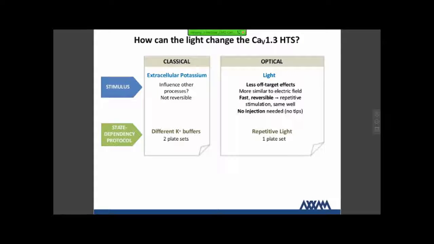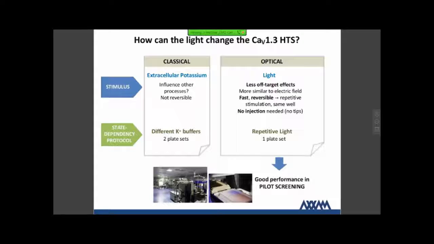For example, to run a state dependency protocol with the classical approach, what you usually do is use different potassium concentrations in different plates. In these experiments with the optical assay, we use repetitive light stimulation on the same plates. And I have to say also that we validated this assay in a real HTS format, let's say, and it shows very good performance in a pilot screening that we did.